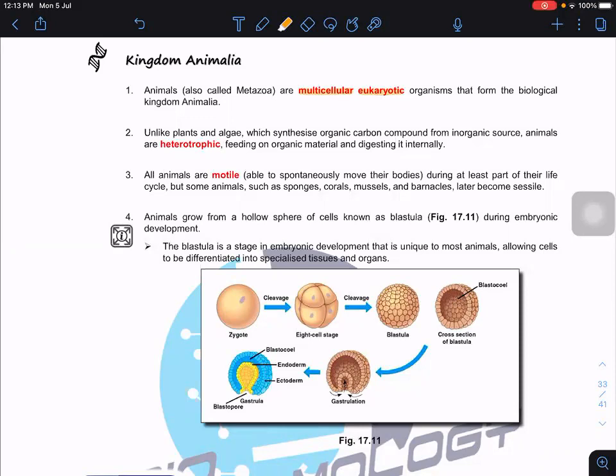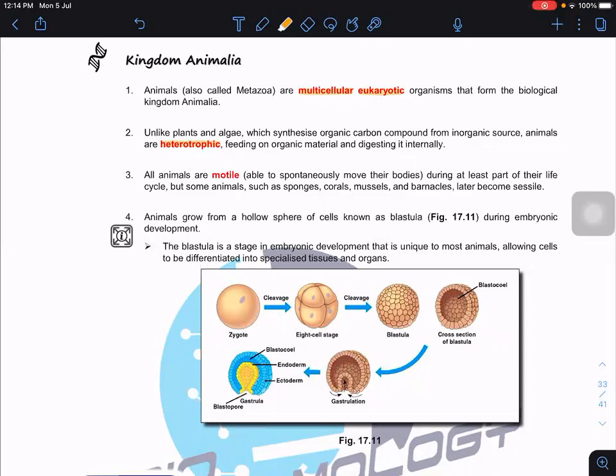Okay, so Animalia. The members of this group are heterotrophic. Be careful when you use the word heterotrophic. Don't say that they cannot prepare their own foods. It means that they have to depend on organic material, digested externally, and digesting it internally. So it means that they can't synthesize. We can't synthesize our organic carbon compounds from inorganic sources. It means that we cannot take CO2, we cannot take the nitrogen from the atmosphere and make our proteins.